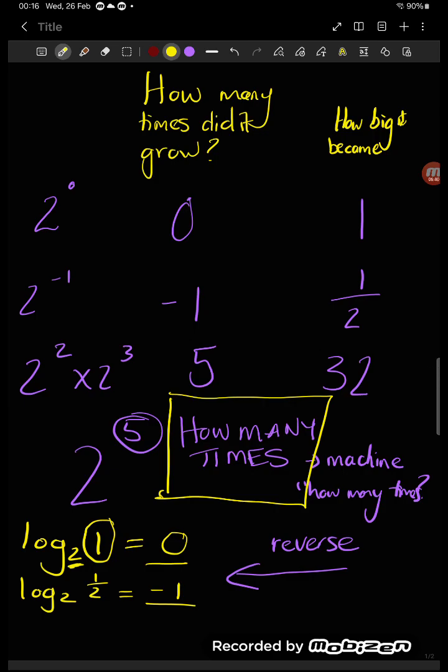Today that thing is a half. Yesterday it was a whole. It grew negatively. So I put a number into my machine and it becomes 32. How big is it to become 32? How many times did that thing grow? The growth rate was 5.